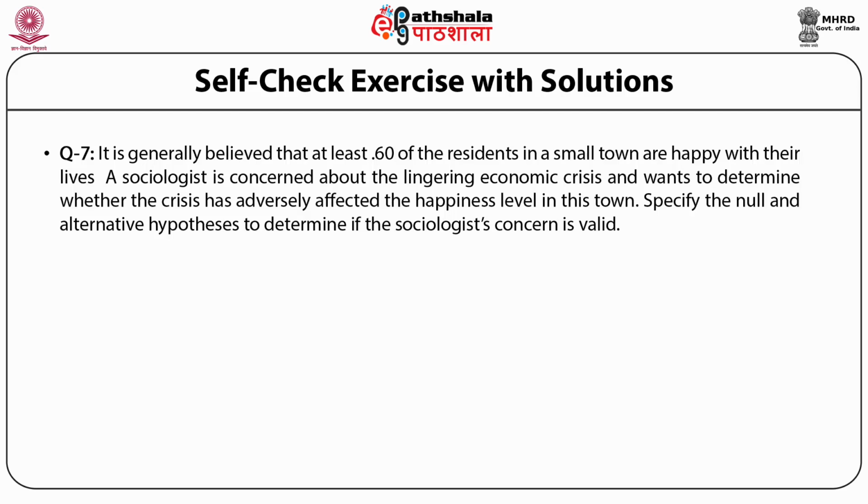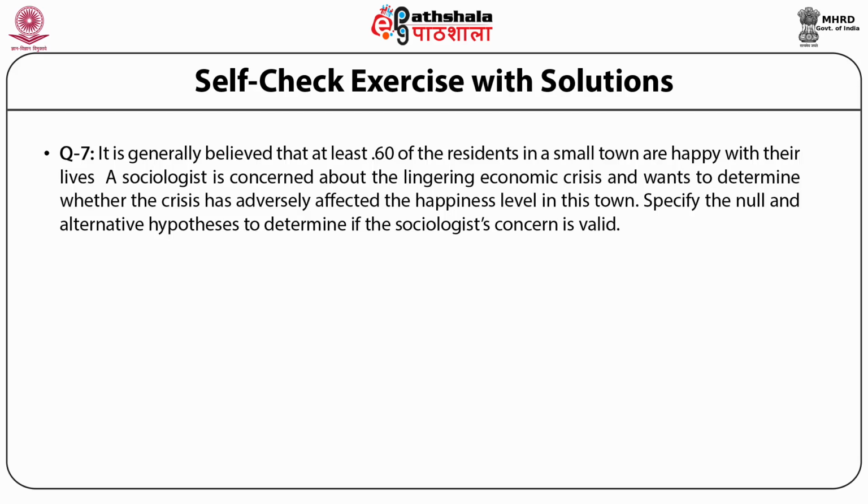Secondly, here you are using the value 0.6, which means that you are talking about percentage, about proportion. So here you are not going to use mu, you are going to use the word p. It is generally believed that at least 0.6 of the residents in a small town are happy with their lives. A sociologist is concerned about the lingering economic crisis and wants to determine whether the crisis has adversely affected the happiness level in the town. Now, develop the null and the alternative hypothesis to determine if the sociologist's concern is valid.